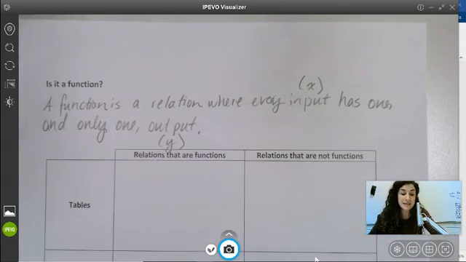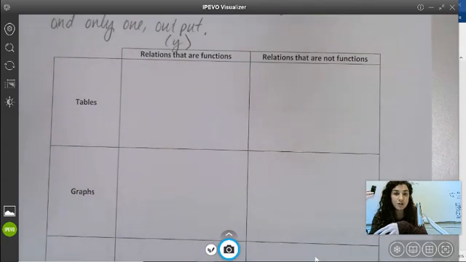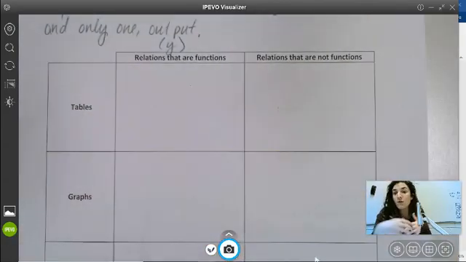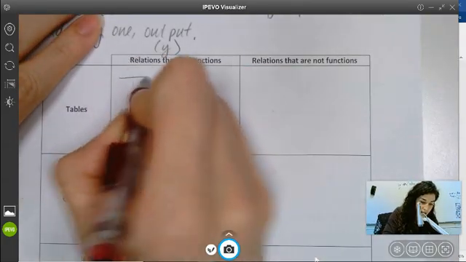Now we have all the different ways that we can see relations, and we're going to talk about each one of those and what makes it a function or what is not a function in this specific way of seeing a relation. The first way is a table.